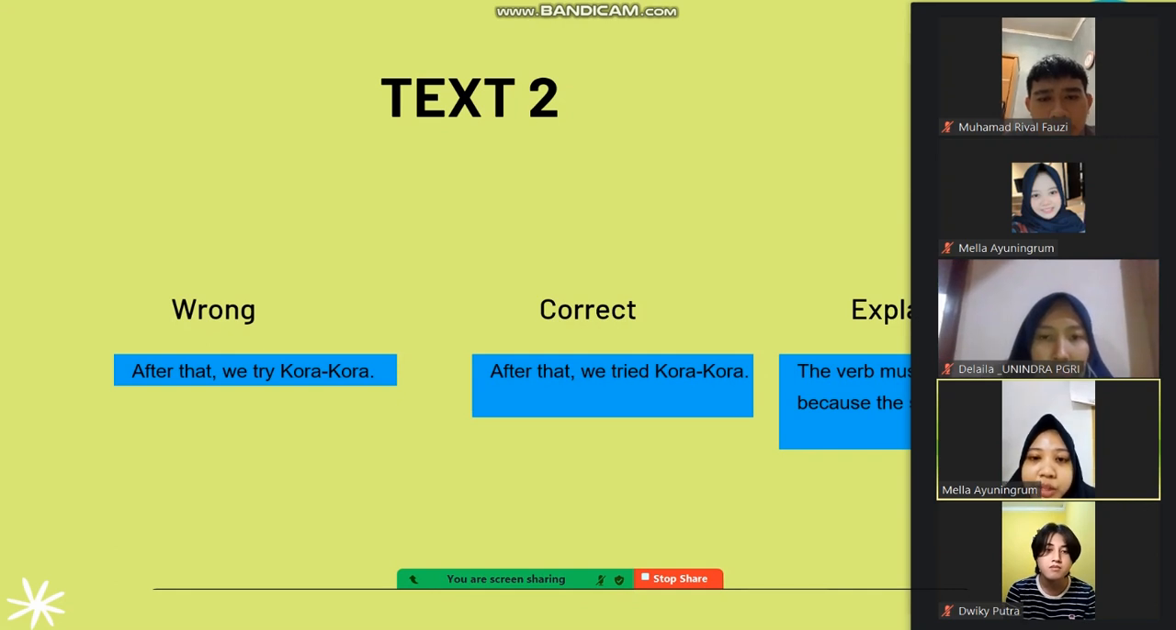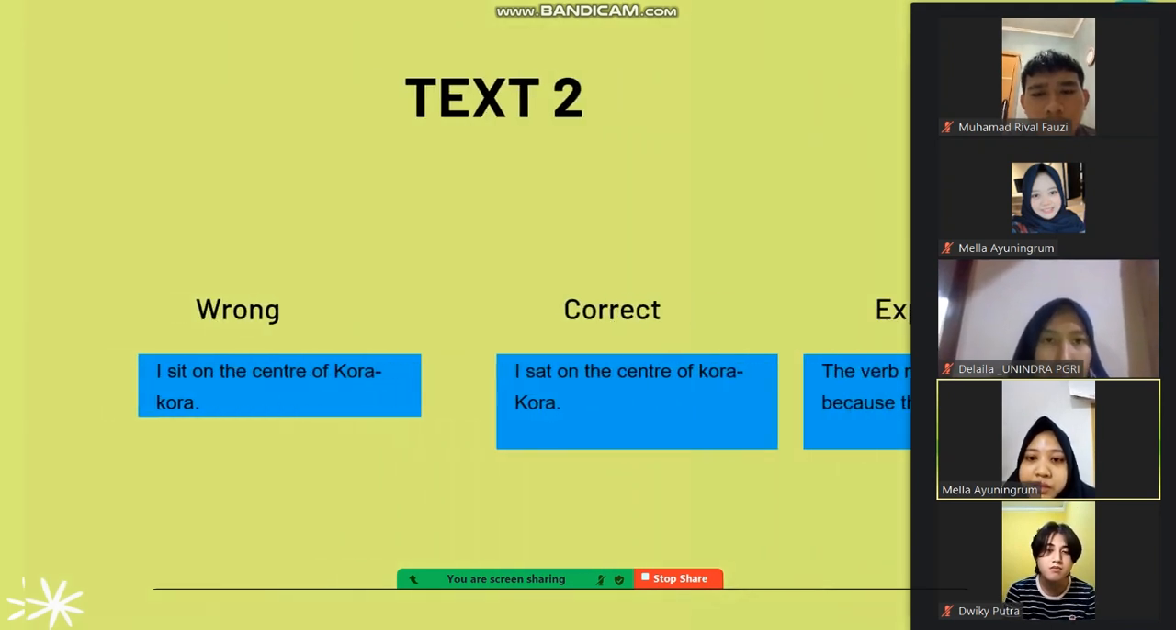After that, we try Korakora. There is a wrong sentence. The correct is: after that, we tried Korakora. The explanation is: the verb must be verb 2, because the sentence shows past tense.